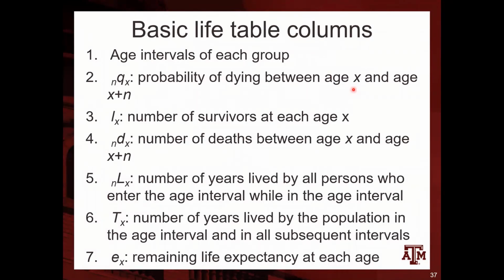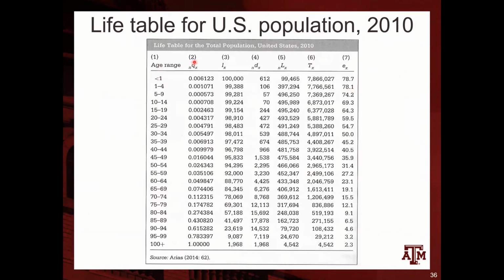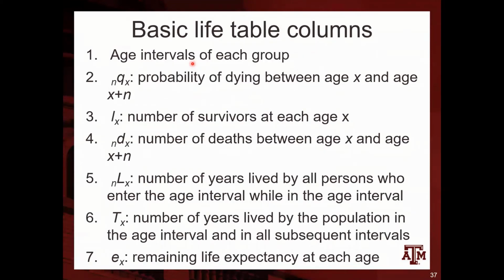So, basic life table columns: the age intervals of each group, which is the first one here. The second column is the probability of dying between age X and age X plus N. LX is the number of survivors at age X, at the beginning of the interval. DXN is the number of deaths between age X and age X plus N. So these symbols matter. It's the probability of dying in the interval, so that's why we have XN. Number of people surviving at the beginning of the interval, that's why we just have X. Number of people dying in the interval, that's why we have XN.